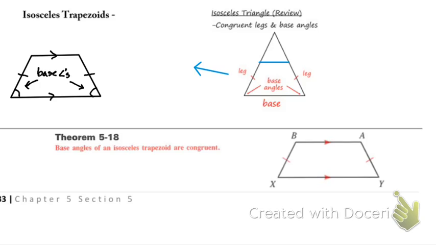The big difference is an isosceles trapezoid has 4 base angles. These are not the only sets of base angles. Remember, this is a base too. This is a base. This is a base. So you also have base angles up here. Make sure you put your 2 marks on there because all 4 angles are not congruent. It just means the 2 on the bottom are congruent and the 2 on the top are congruent.